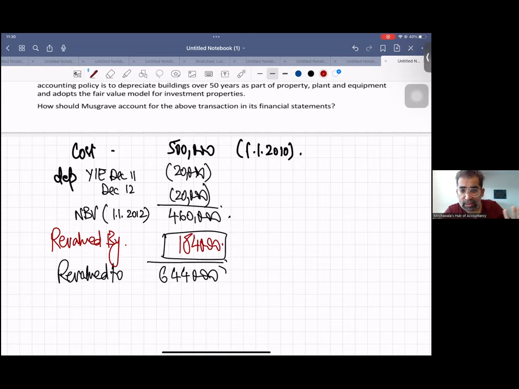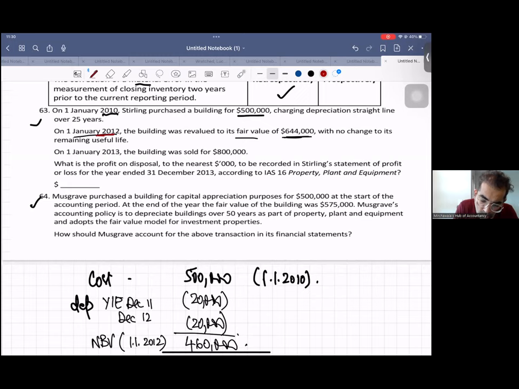Still the question is going on. We are standing at 1st January 12, but we sold it on 1st January 13. Right now the revaluation date at which we are standing is 1st January 12, but we are going to sell it on 1st January 2013, right? And we are going to sell it for 800,000.